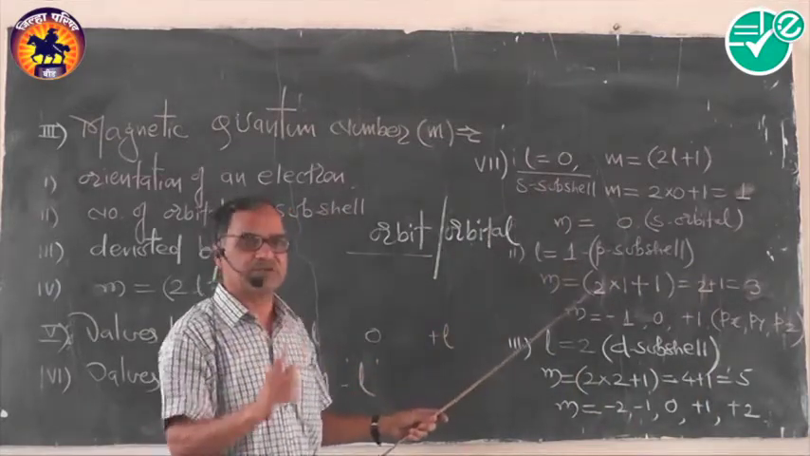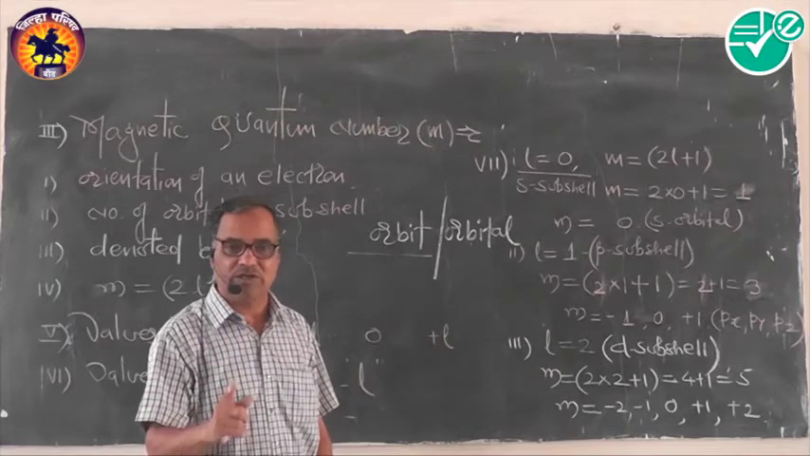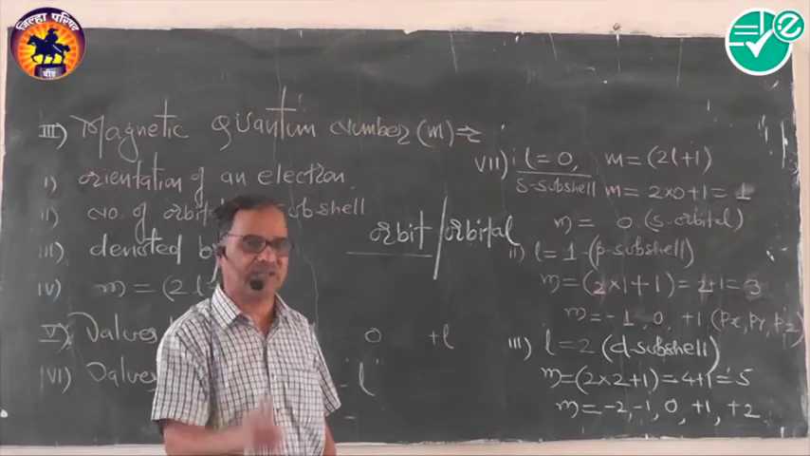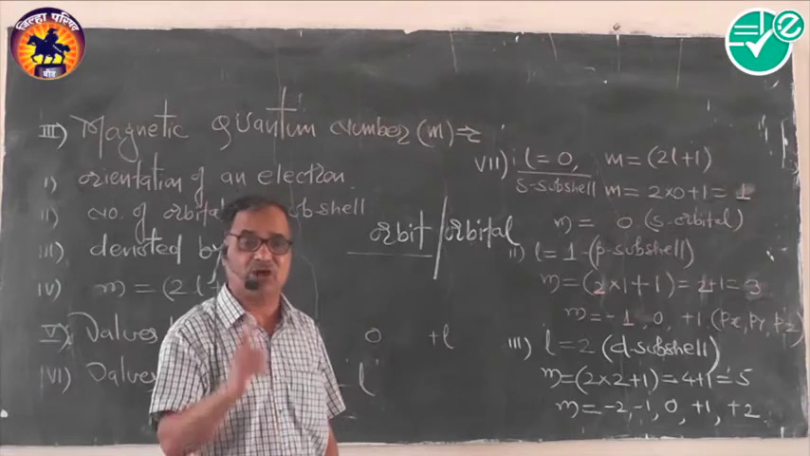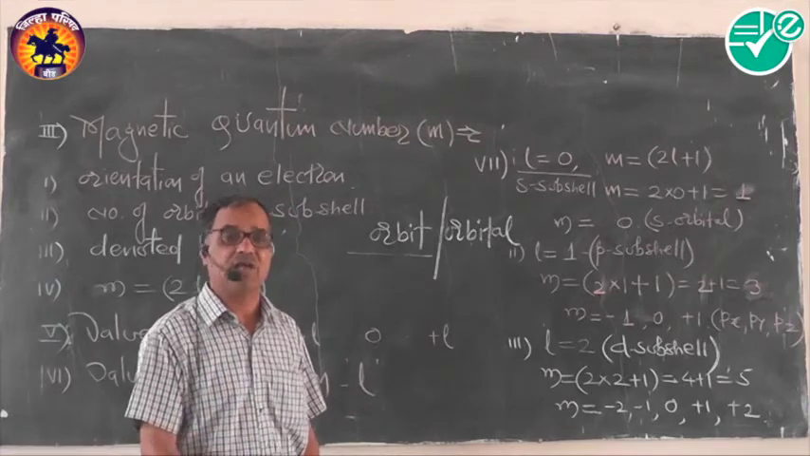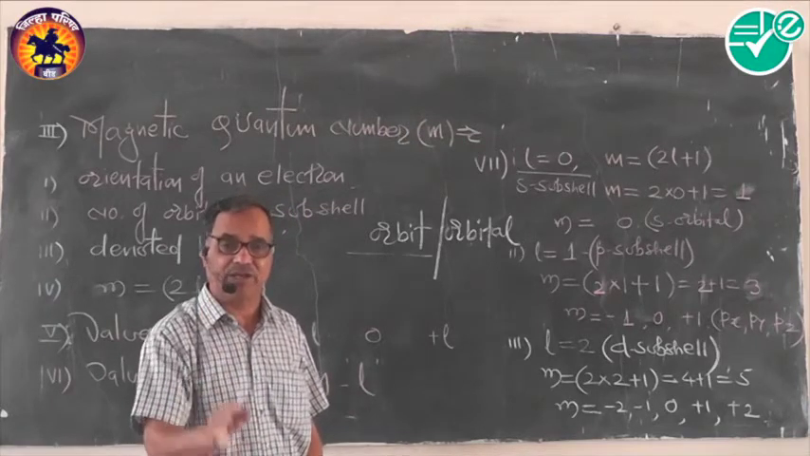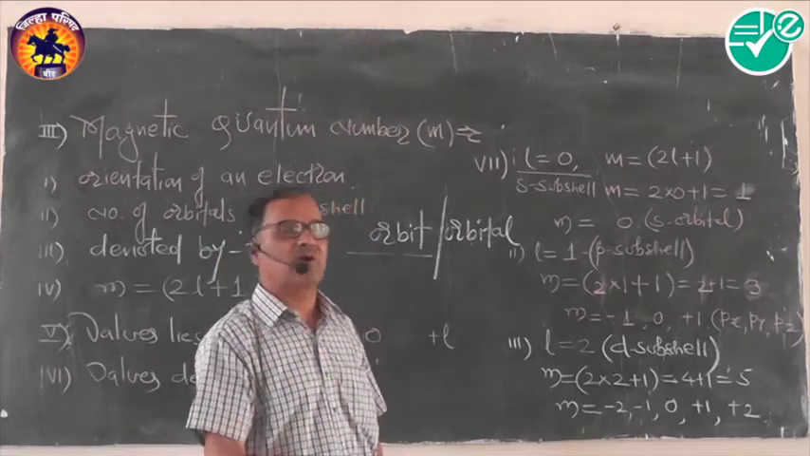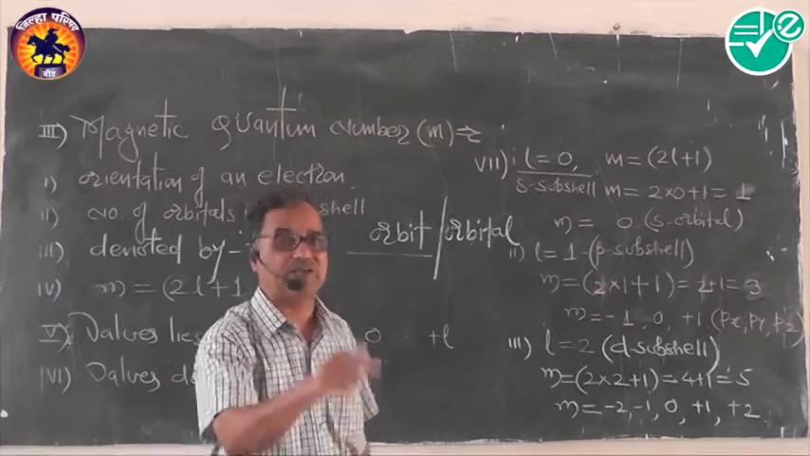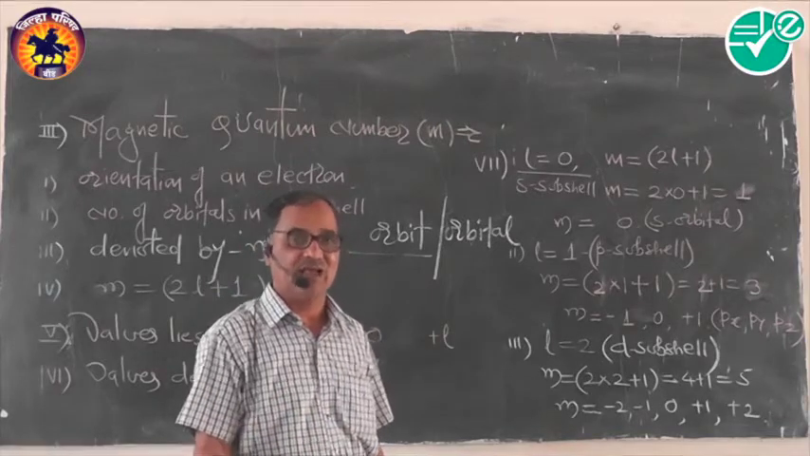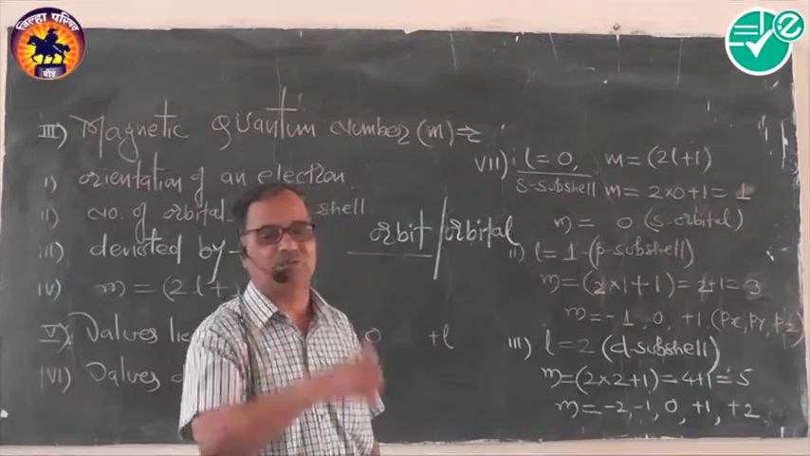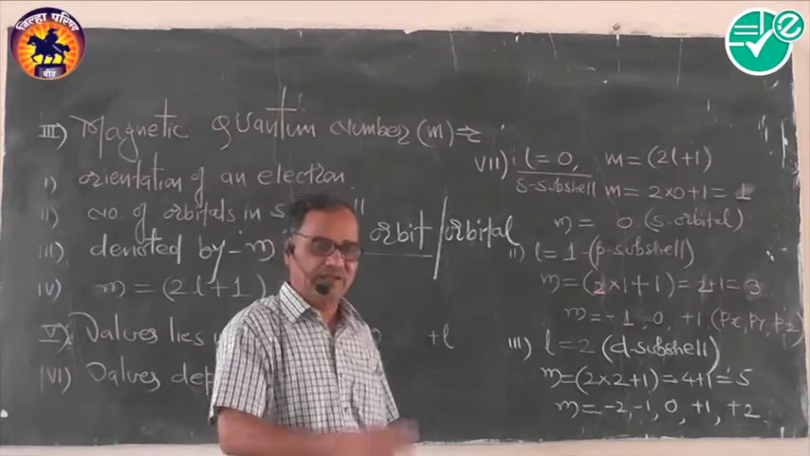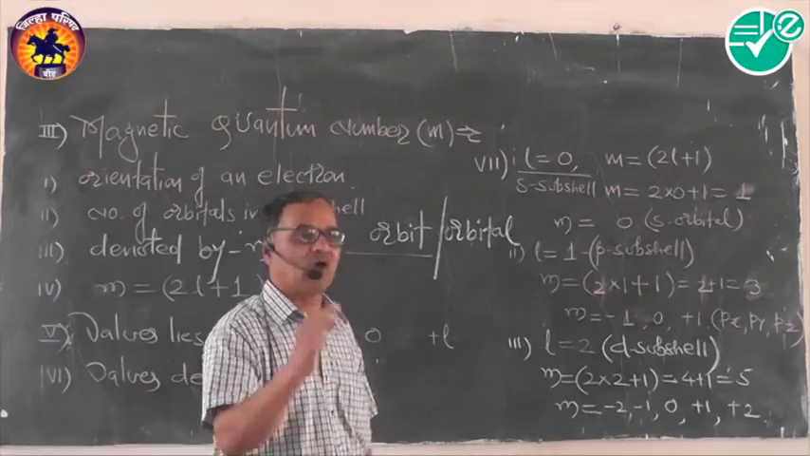So s subshell contains only a single orbital, called the s orbital, and each and every orbital contains a maximum of 2 electrons only. So the capacity of s subshell, as we mentioned in azimuthal quantum number, is nothing but what the s subshell accommodates.